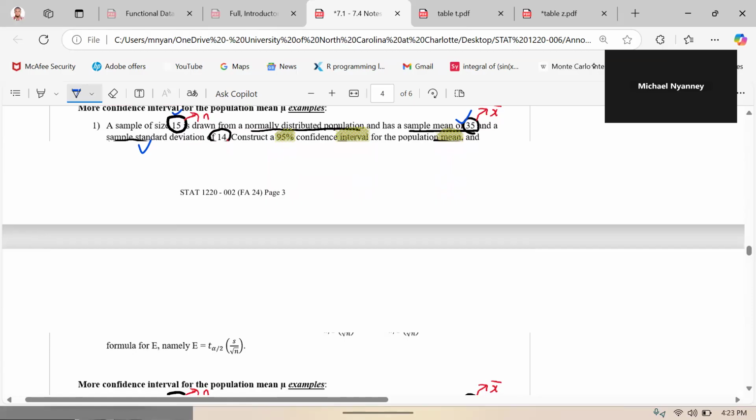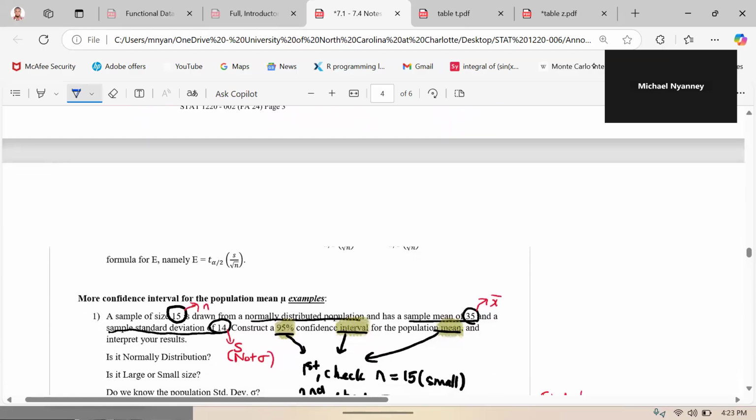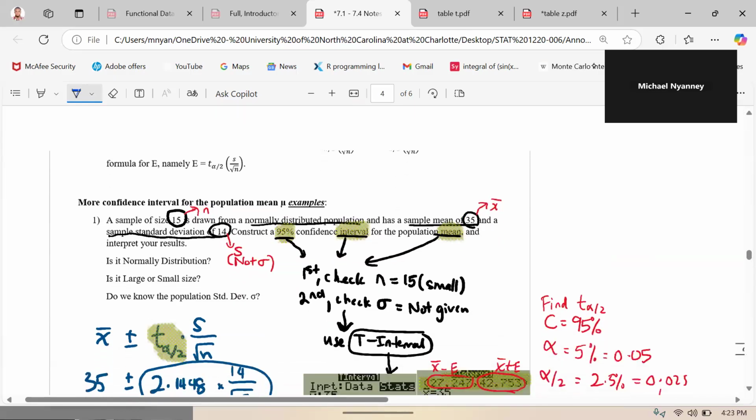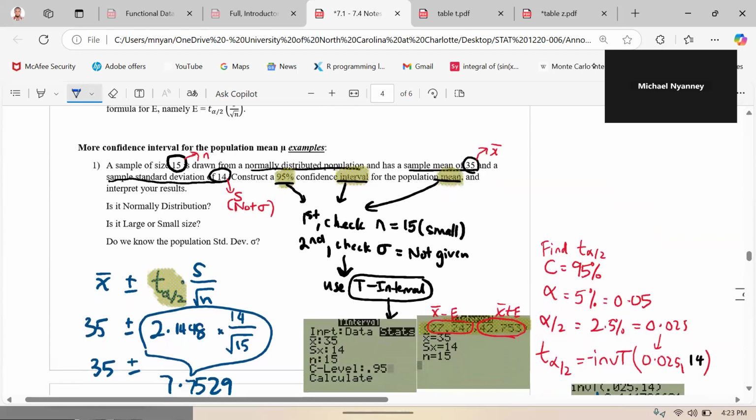1.96. But for T, we don't know. But maybe you can also calculate the things that you might need there. So these are the questions we ask ourselves. Is it normally distributed? Is it large or small size? Do we know the population? So, okay, the check is that we have n to be small. We have sigma not given, so we use the T interval.